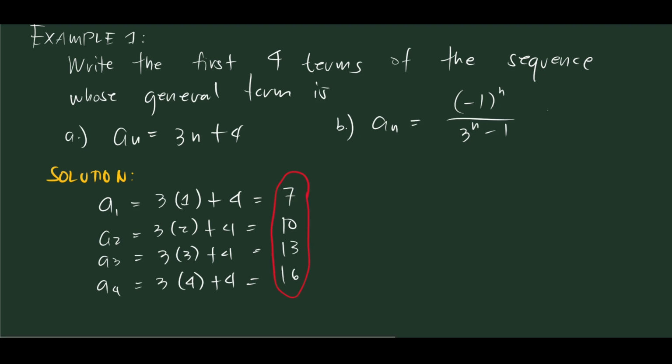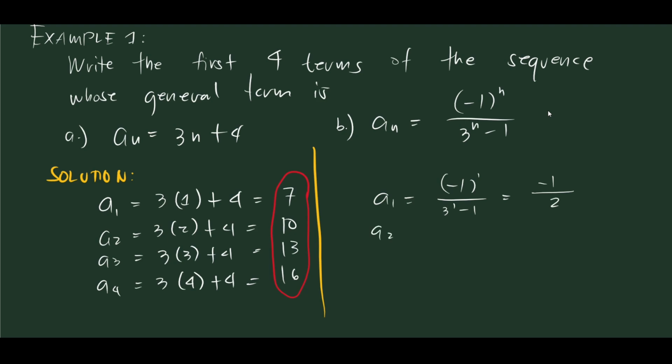How about letter b? Let's try to do letter b. Our a1 here will be negative 1 raised to 1, over 3 raised to 1 minus 1. Negative 1 raised to 1, what do we get? We get negative 1. Then all over 3 minus 1, that will be 2. So negative 1 half. For a2, what do we have? Negative 1 raised to 2 over 3 raised to 2 minus 1. Negative 1 squared would be 1, and then we have 9 minus 1.